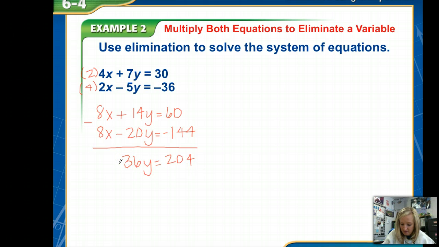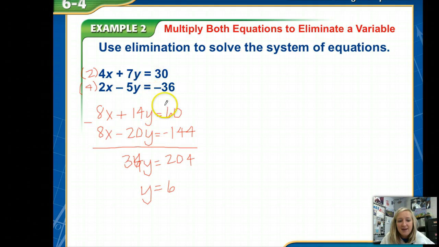And then when I divide that by 36, oh, I'm sorry, this is 34. Sorry, it's been a long day. So divided by 34, 204 divided by 34, and I should get 6. Yep, so y equals 6. 14 minus negative 20 ends up being 34, not 36. Dividing 204 by 34, we get y equals 6.